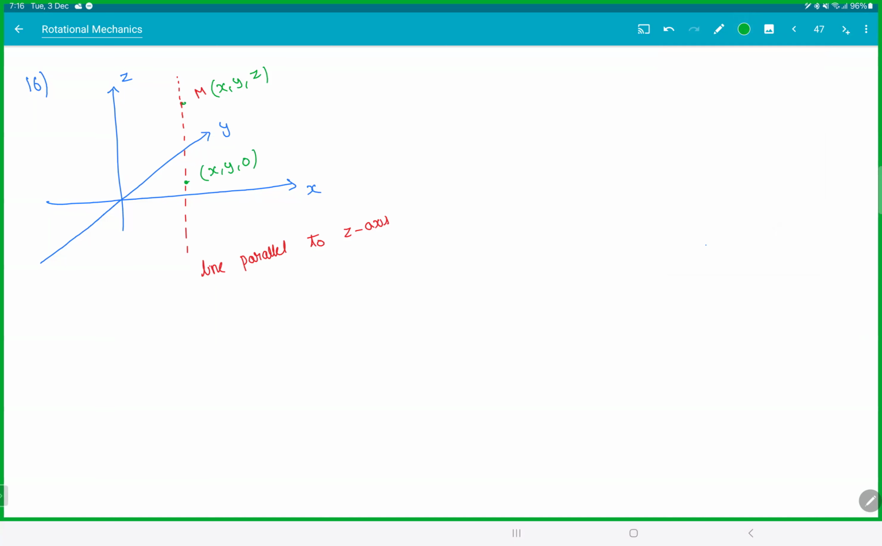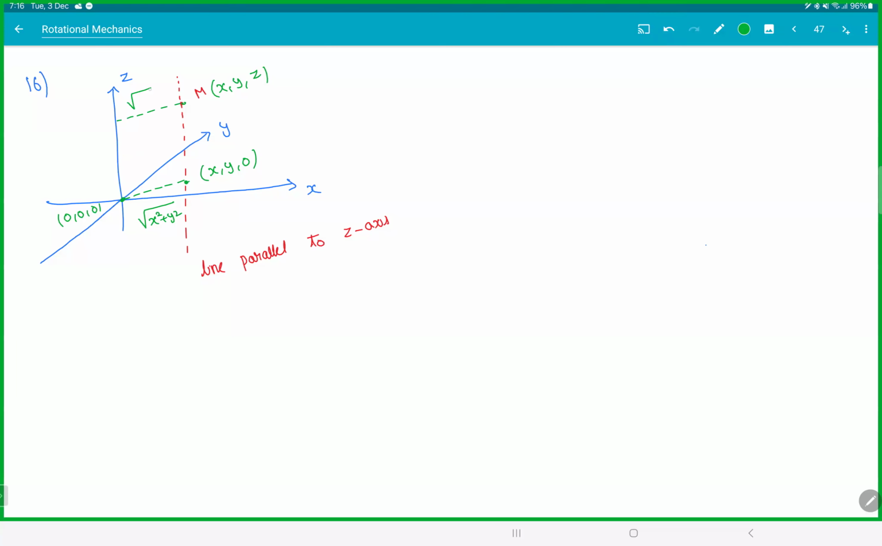Agreed? If you drop a perpendicular onto the xy plane, you'll get this, and this coordinate is 0 comma 0 comma 0. So if you take this distance here, this will be root over x square plus y square. Now you tell me, if I move this line here, will the distance change? Will this distance change? The perpendicular distance will not change. The distance between two parallel lines will remain same.